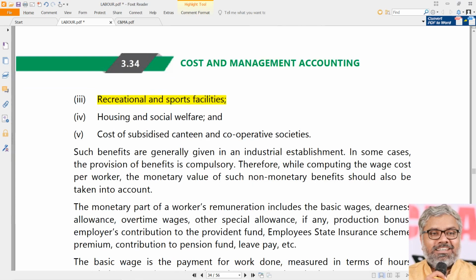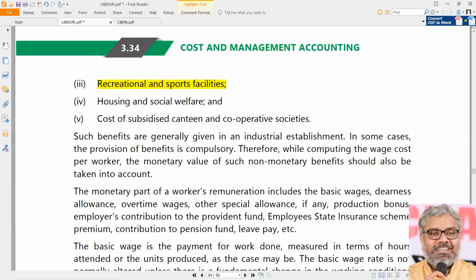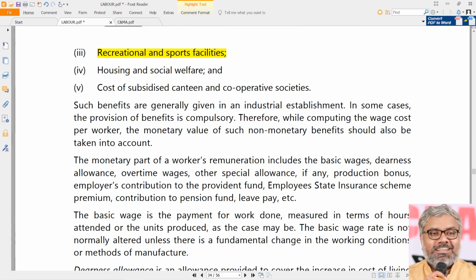A lot of big companies, if at all you had a chance of visiting any of the big software company campuses in Gachibowli, you will be surprised to see the kind of sports facilities that they have. There will be a huge cricket ground and a basketball court, tennis courts, like that. So those are all part of the benefits that the company provides to their employees. It costs the company. As far as the employee is concerned, it is a benefit, but for the company, it is a cost. It is also part of the total wages cost or employee cost that the company incurs on its own staff.